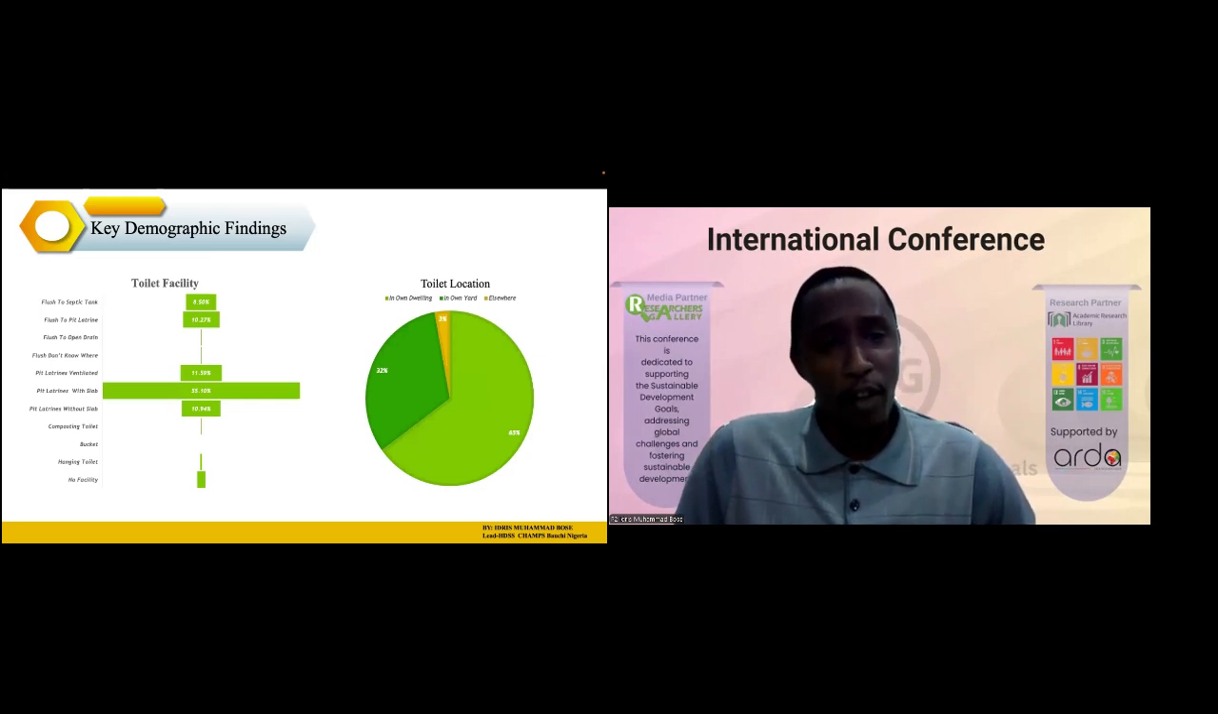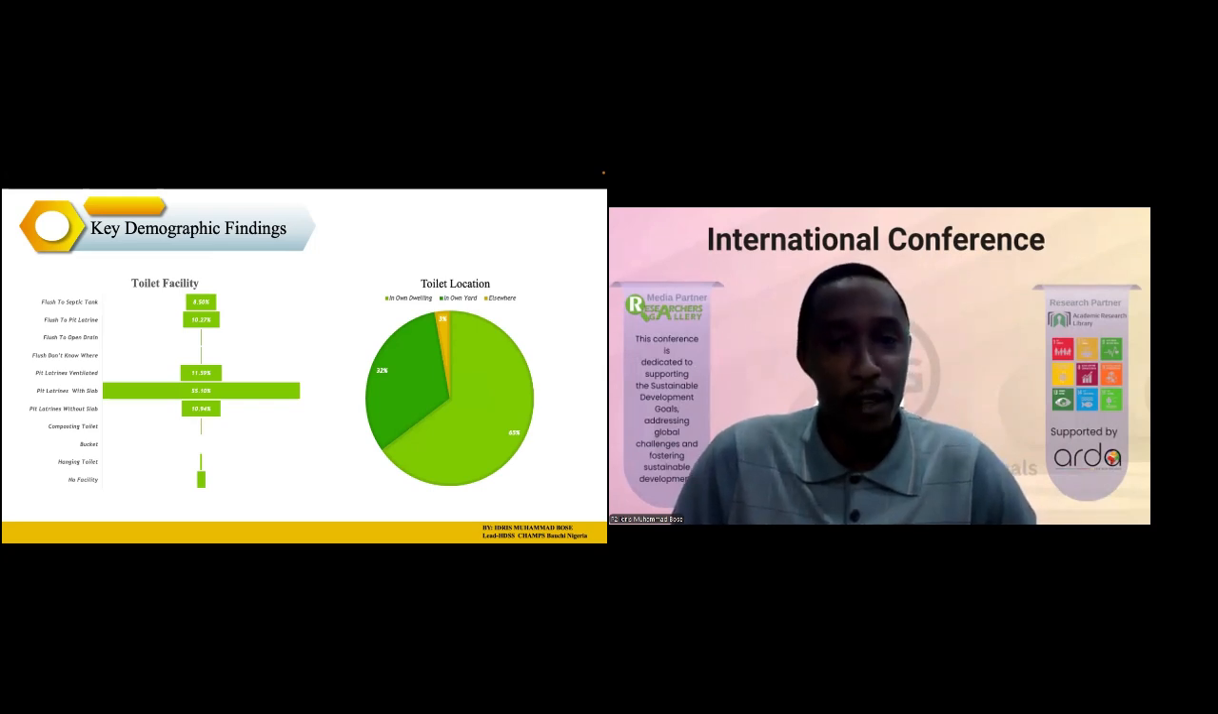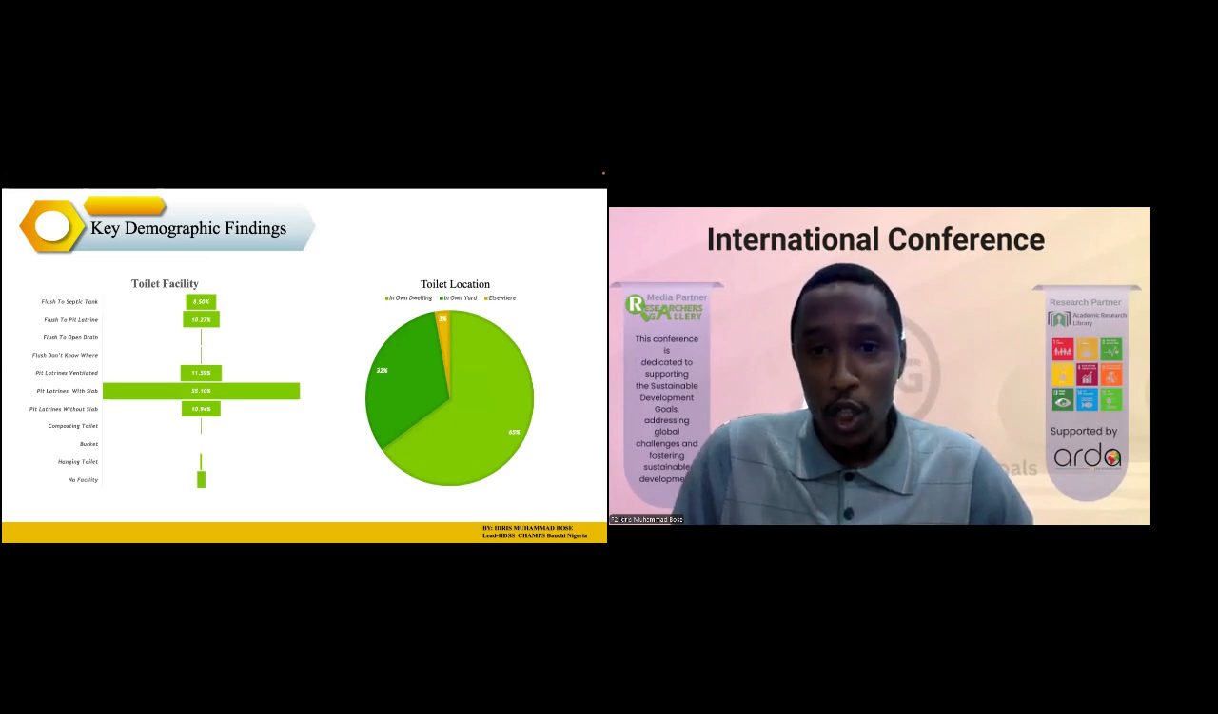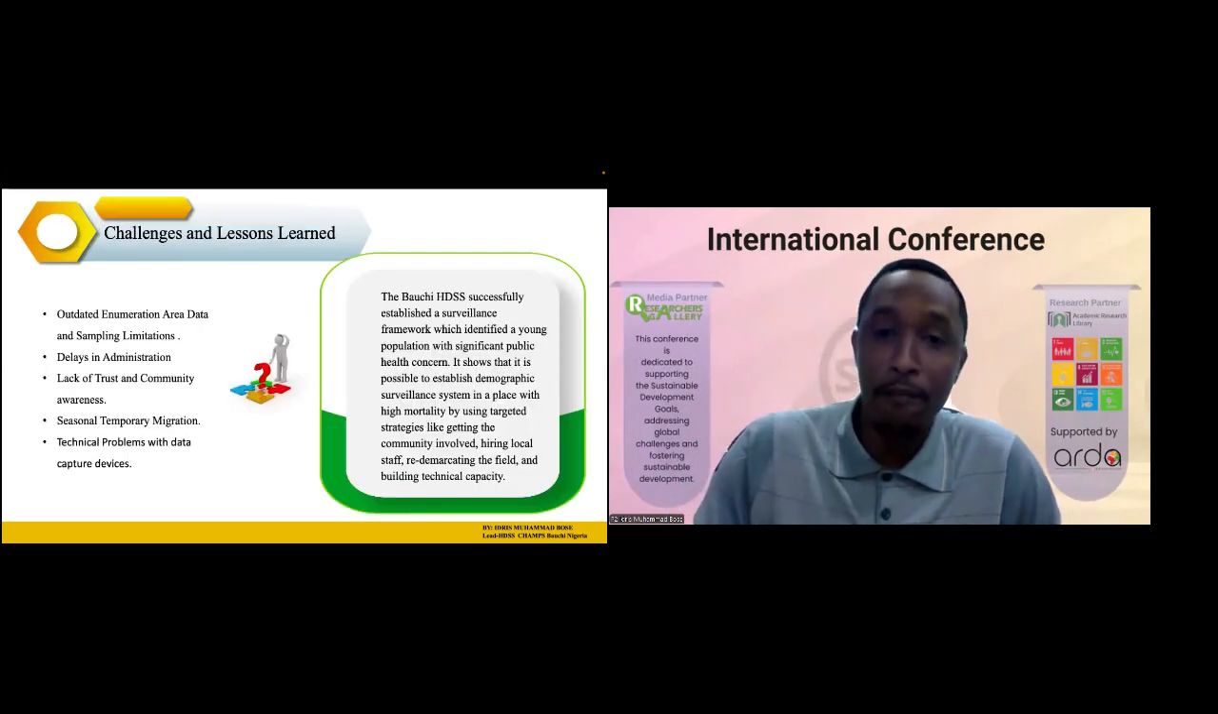So part of the toilet facility, the majority of the population use pit latrines with slab, 55.10% as represented in the charts. Then the toilet location, the majority have their toilet location in their own dwelling.